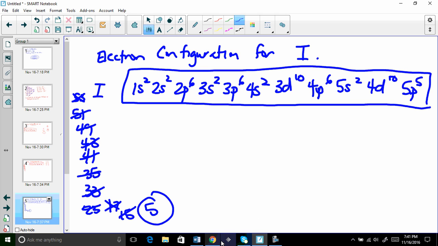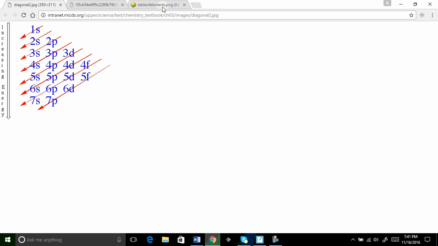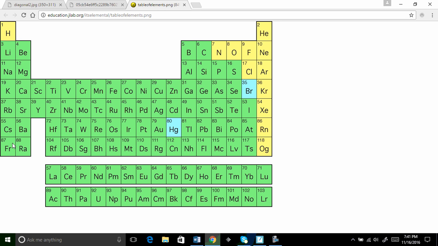Now, the last thing I want to do, I know it's taken a long time, but we need to do one in row 6 or 7, because you haven't seen any with the f orbital. So I'm going to do 107 just to be obnoxious.